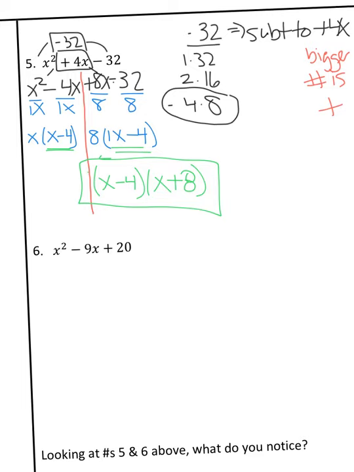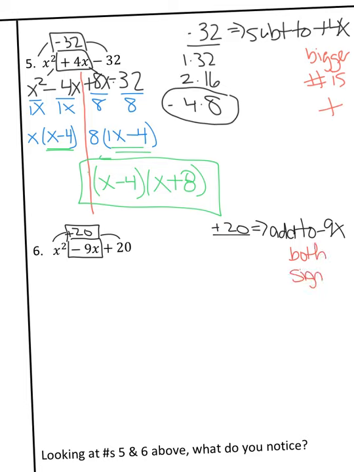Let's go ahead now and do number 6 here. So negative 9x. We're going to pull the 1 times 20, so that's a positive 20. We put a positive sign. So positive 20 means we're going to add to negative 9x. Since we're adding to a negative number, that means both signs are negative in this, right? Both numbers are going to be negative.